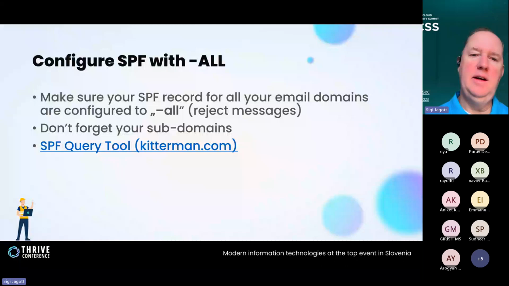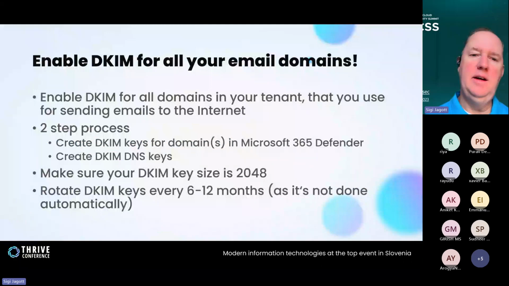What about DKIM? DKIM is a feature that also protects your email domains. So why don't you just enable it? Well, OrcaScript checks your DKIM settings, which is great, and tells you to configure them. So my recommendation is: it's easy, it's free, configure it. DKIM is a two-step process. Create DKIM keys, implement them in DNS as DKIM keys, and enable DKIM in the Microsoft 365 Defender portal. And make sure the key size is 2048.